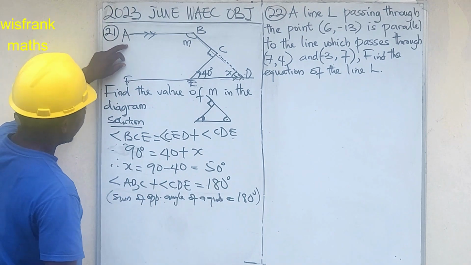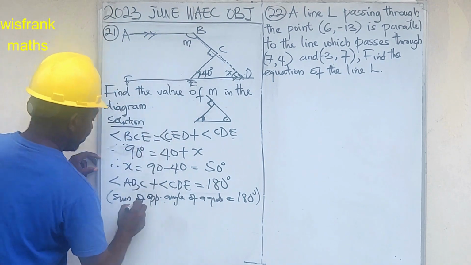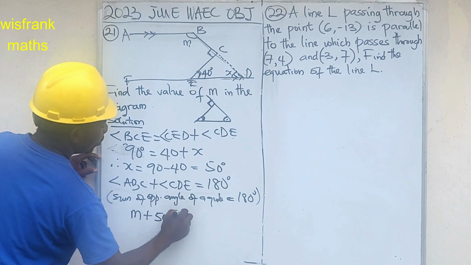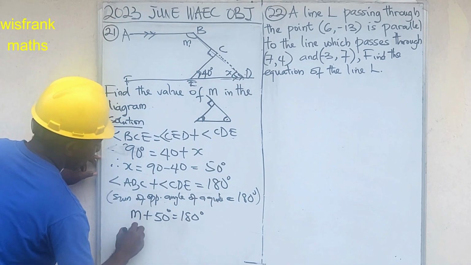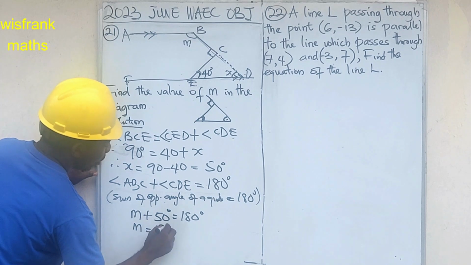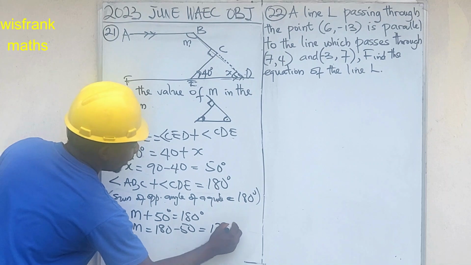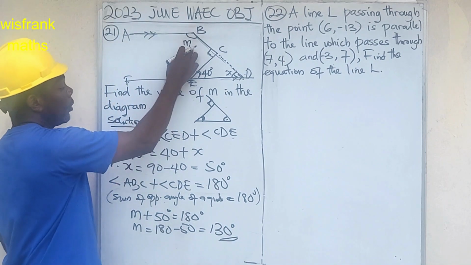Now the angle ABC, which is M, plus angle CDE, which is 50 degrees, equals 180 degrees. Now our M equals 180 degrees minus 50, which equals 130 degrees. So this is the value of our M here.